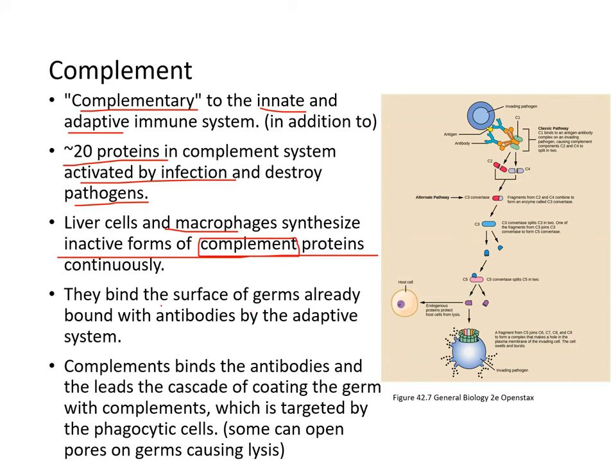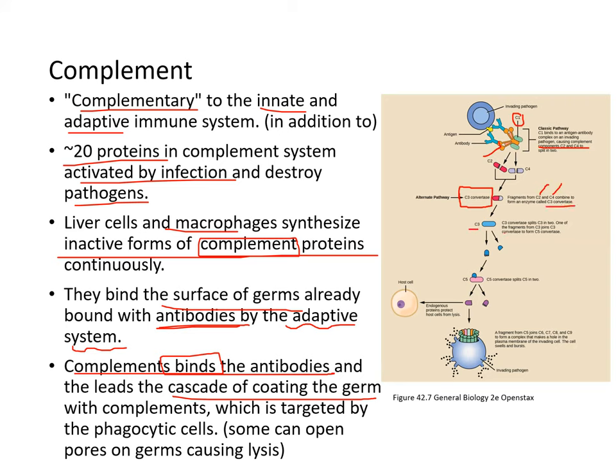These complement proteins bind the surface of germs already bound with antibodies by the adaptive immune system. And when complements bind the antibodies, that leads to a cascade of recruitment of other complement proteins. So, for instance, here's C1 complement protein that binds to the antibody here. That causes complement components 2 and 4 to split into two different parts. And then that becomes the C3 convertase. In other words, fragments from C2 and C4 form C3 convertase.